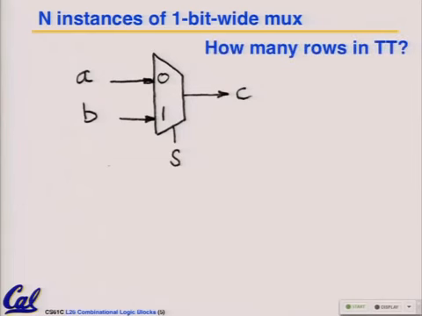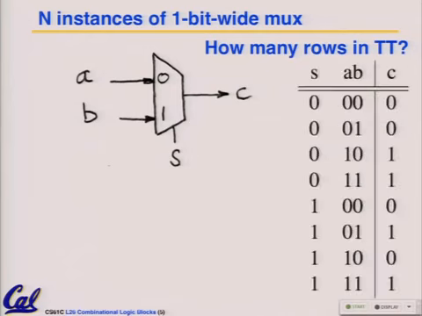I'm going to go to this part of the class. Give some hands. Yes. 8. How do you get 8? 2 to the 3, because there are 3 inputs, A, B, and S, and that's correct. And there is your truth table.